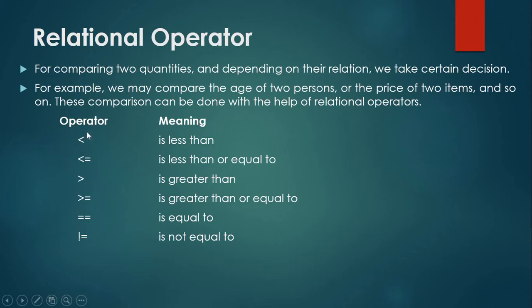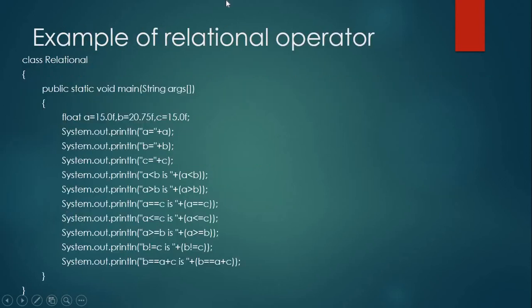If we are going to check whether our age is less than someone's age or not, less than or equal to someone's age, greater than or equal to, equal to or not equal to. So for comparing two entities we will use an operator, and that operator is known as a relational operator. So here we have a total of 6 operators: less than, less than or equal to, greater than, greater than or equal to, equal to, and not equal to.